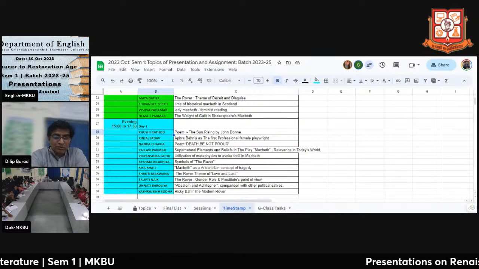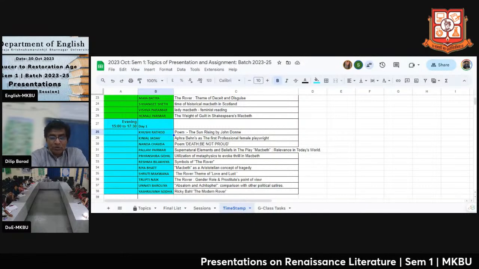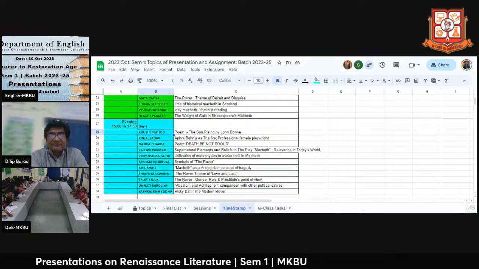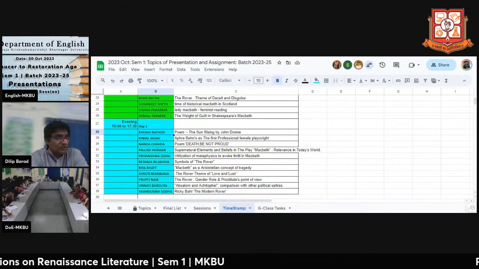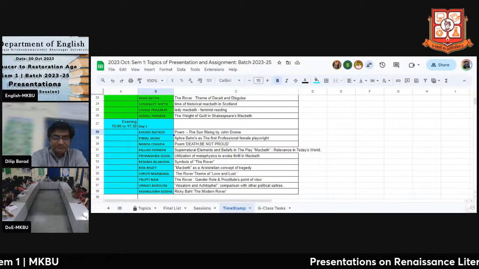Shruti, The Rover, colon, the theme of love and lust. Okay. The Rover, after that colon is okay. Then you have to put a space. There should be a space after the colon. And then you have to say the theme of love and lust.